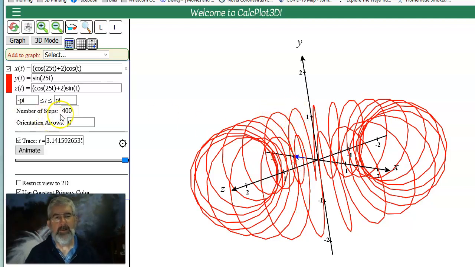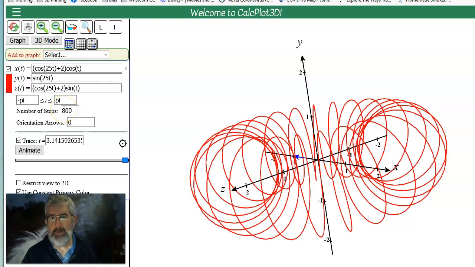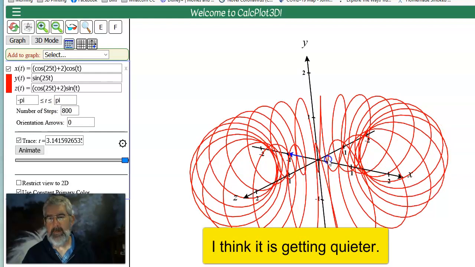Well, that's because I'm not doing enough steps. The thing is not plotting every value of t. There's an awful lot of them. It's just picking this many steps. So it takes that total length from minus pi to pi, divides it into 400 pieces, and plots those points, connects the dots. If I want to smooth it out a little bit, I have to plot a few more steps here. Okay.